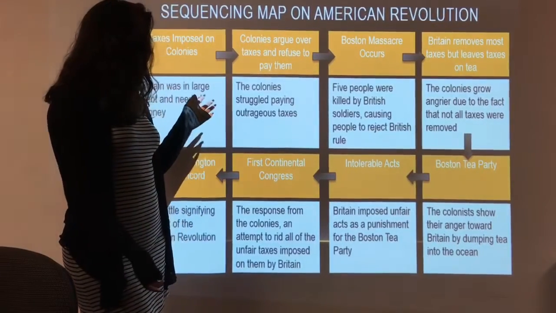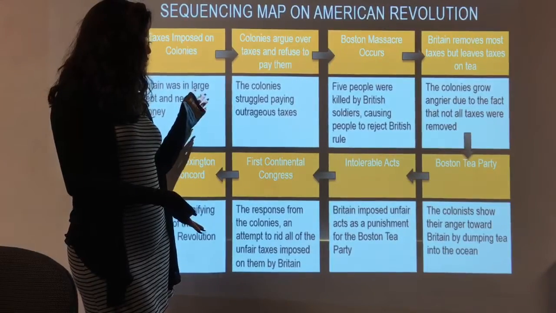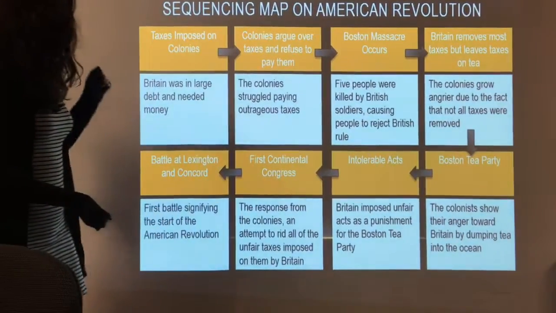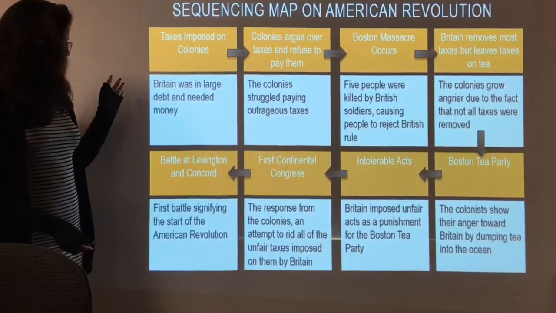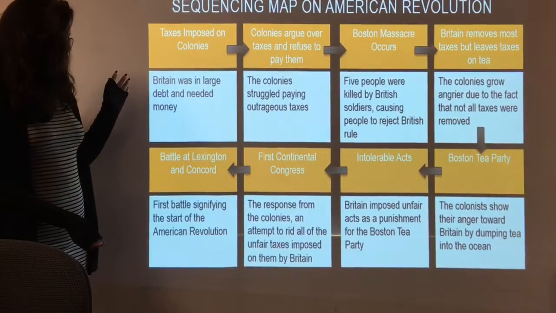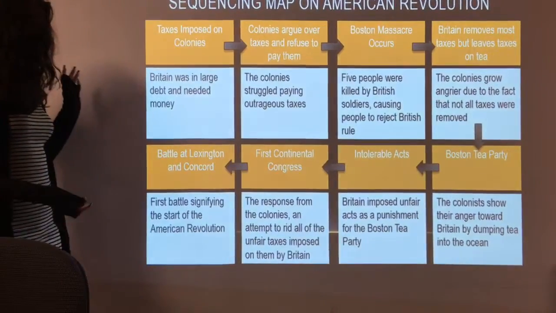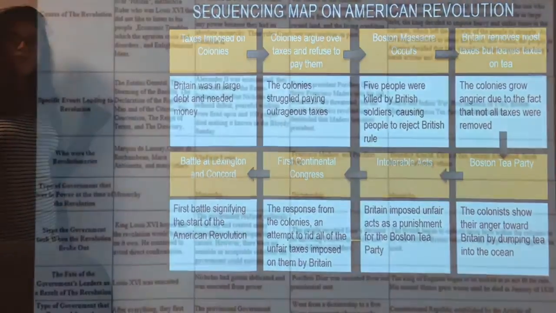were put in place because Britain thought it was a fitting punishment for the Boston Tea Party. Afterwards, the First Continental Congress met, when people from the colonies made a response in an attempt to rid themselves of all the unfair taxes imposed on them by Britain. And then finally, the battle at Lexington and Concord signifies the start of the American Revolution.